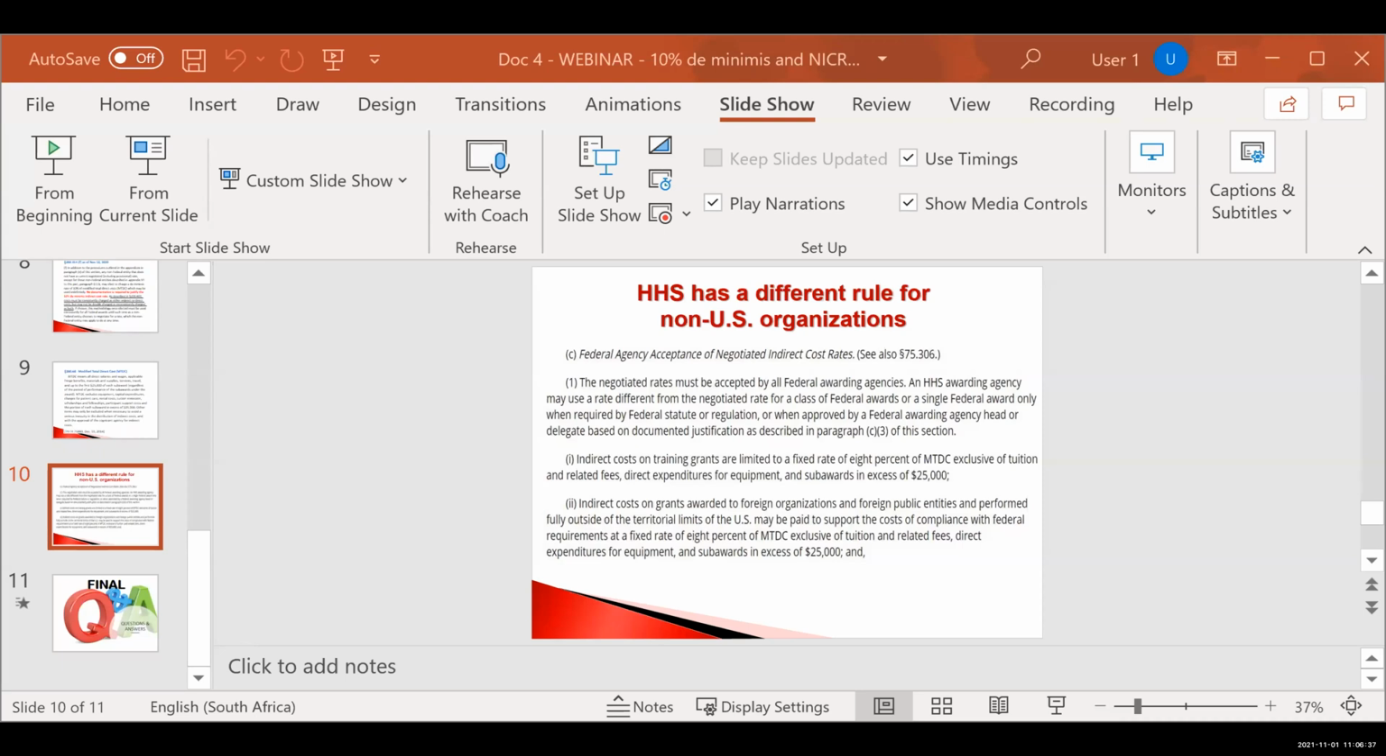Okay, good. The next question is, do we have to account for the 10% de minimis? Yeah, no, in theory you don't, but make sure you're not double charging. Good question. And then the other question is, after budget approval for any organization to continue running, is it allowable to advance the indirect cost or 10% de minimis before the implementation starts?